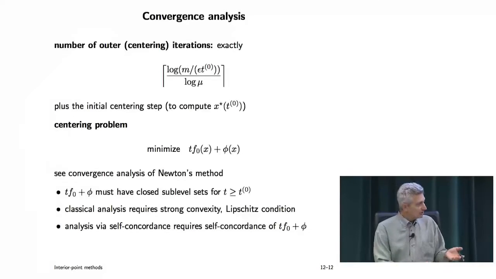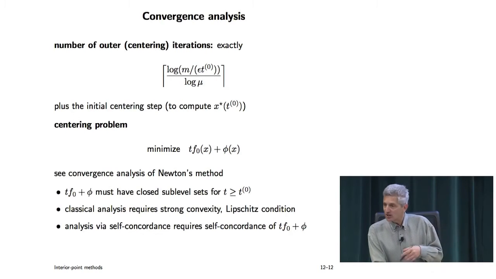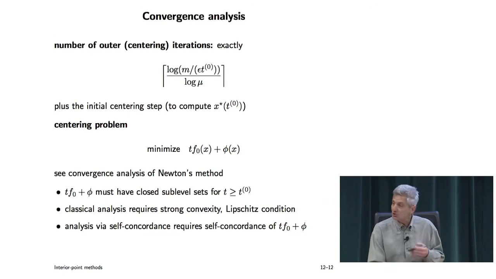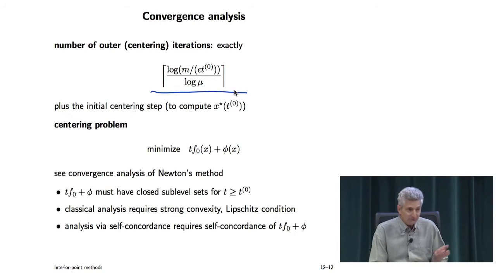10, 20, 30. I mean, actually fairly aggressive ones, even 100 or something. Okay. So if you're going to stop at duality gap epsilon, your duality gap when you finish centering is always exactly m over t. If t has been increased by mu each time, you just take the log, base mu, and that tells you exactly the number of outer iterations to achieve duality gap less than epsilon. It's this, right? So it's kind of a beautiful thing.